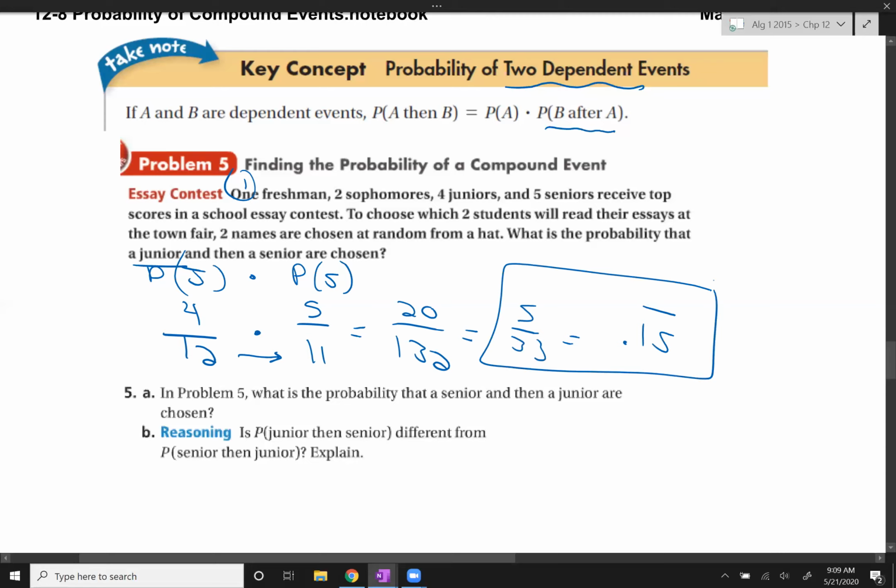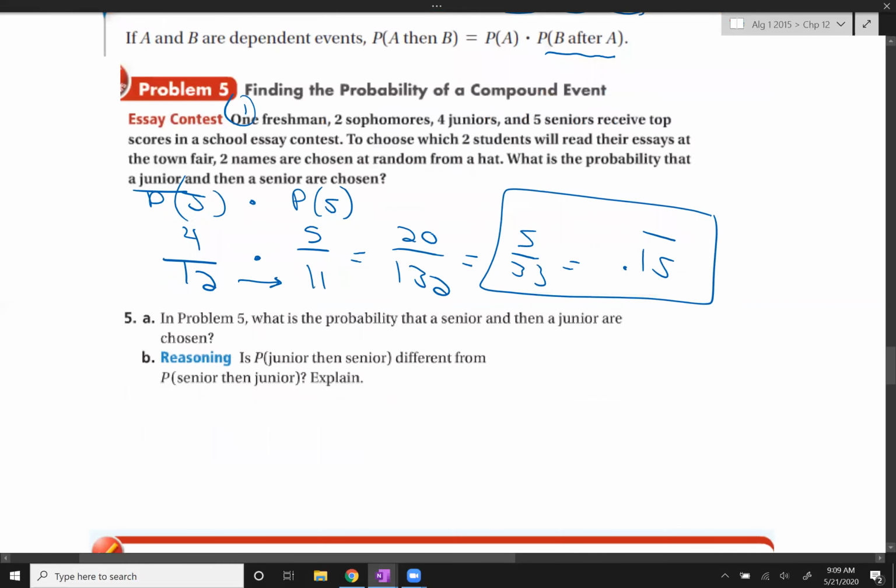Okay, so there's a pretty low chance, right? 0.15, that's less than a quarter, so yeah, it's not really a big deal. It's a very low chance of that happening. So about 15% is what we're saying. So in 5A here, they're saying, what if it's a senior and then a junior? Would anything change here?